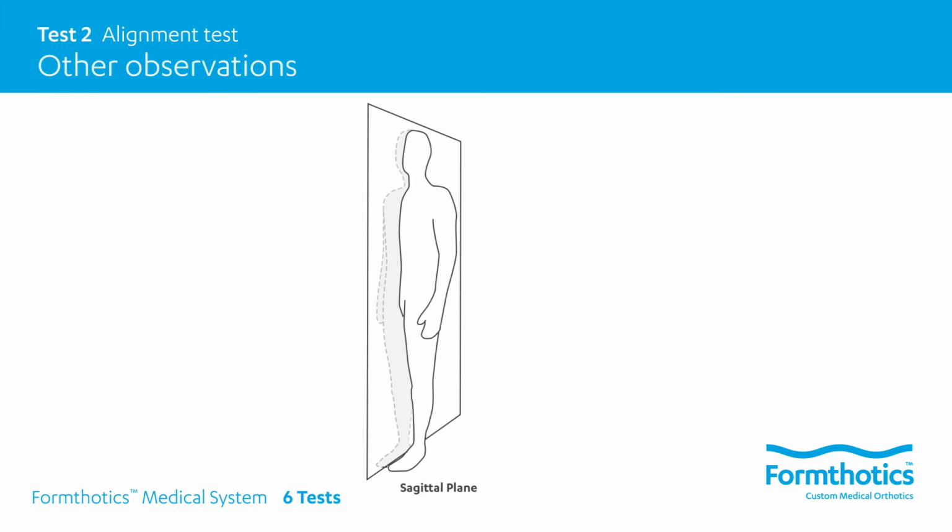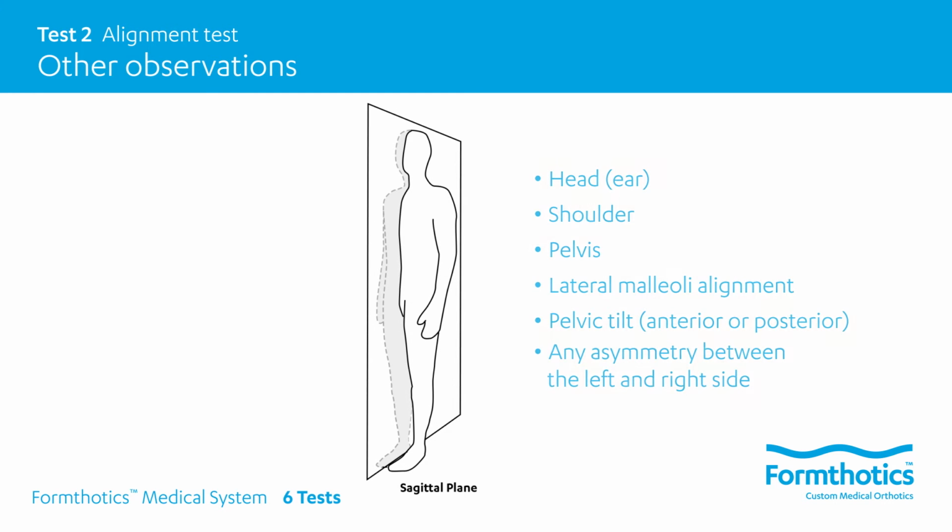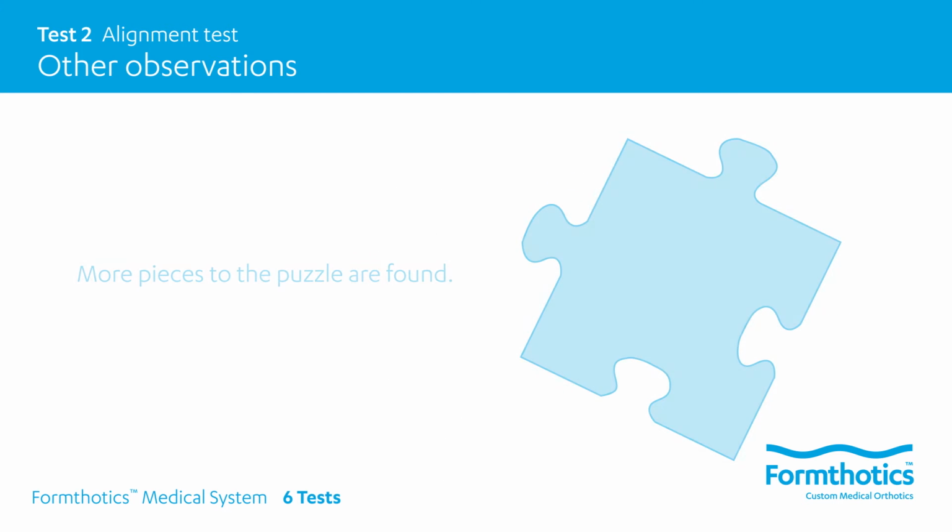Observe your patient in the sagittal plane and note head, which is the ear, shoulder, pelvis, lateral malleoli alignment, pelvic tilt, anterior or posterior, as well as any asymmetry between the left and right sides. At this point, you understand how the body has been glued together, what joint ranges of motion are available, what imbalances are present, and how these are being compensated for on stance. It is important to relate this information back to the patient's chief complaint and the management goals.